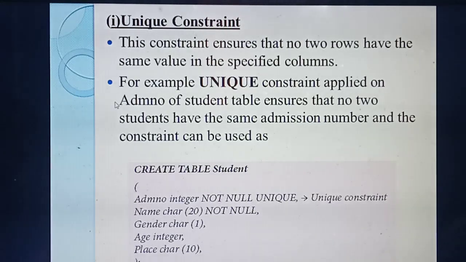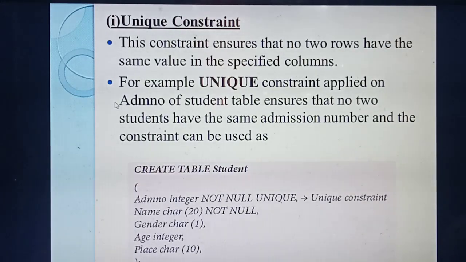Just think whether two students will have the same admission number. No. Two students will sometimes have the same name, but the initial will be different. Same name is possible. Same age is possible. But will two students have the same admission number? No. So for that kind of field you will choose and give a unique constraint. Unknowingly, if you enter the same admission number for two students, it will give an alert message.